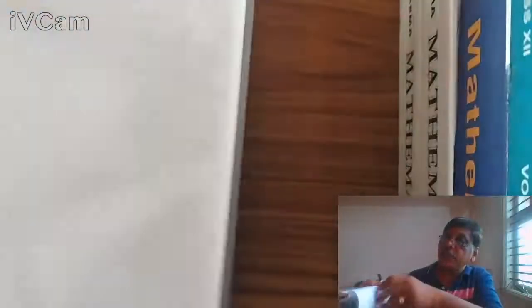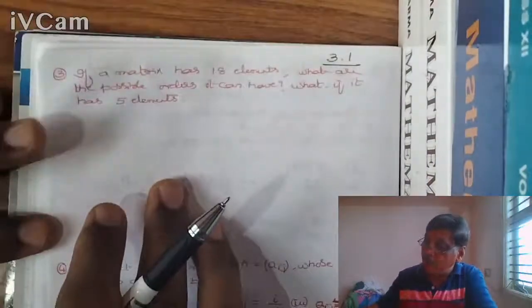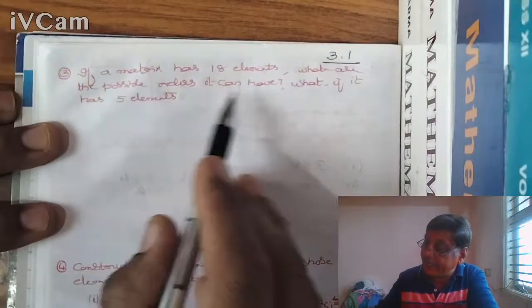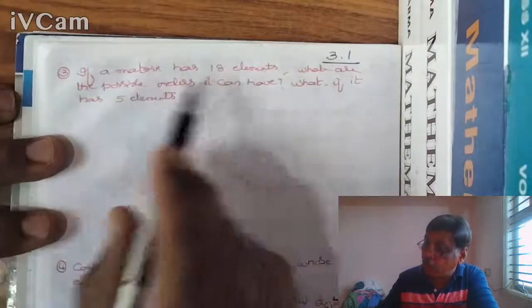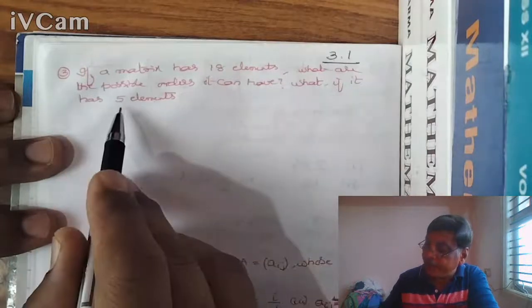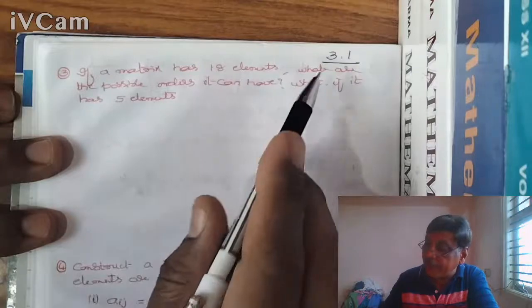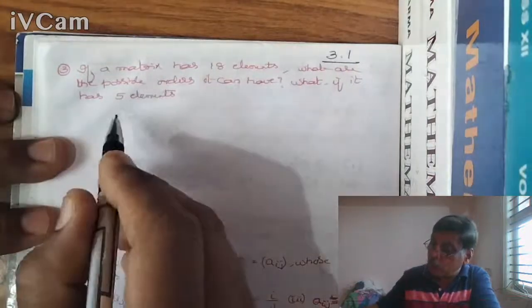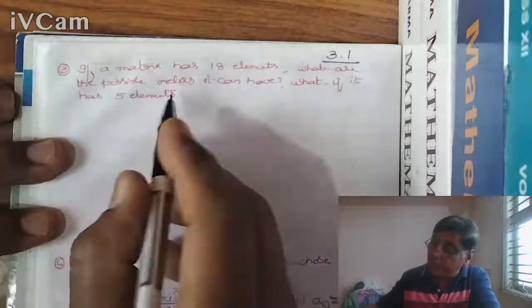Okay. Next, question number 3. If a matrix has 18 elements, what are the possible orders it can have? What if it has 5 elements? Again, exercise 3.1, question number 3, is exactly similar to the previous question.